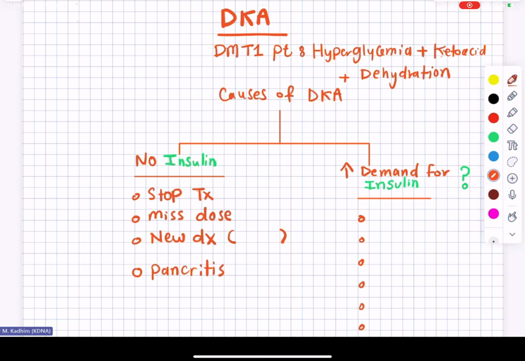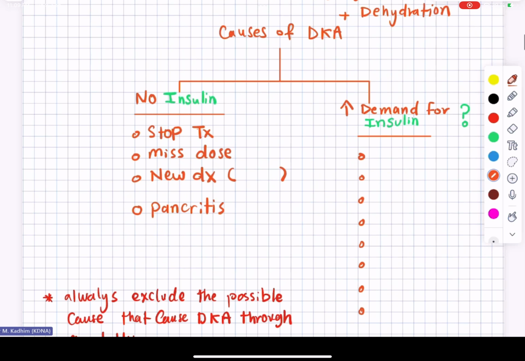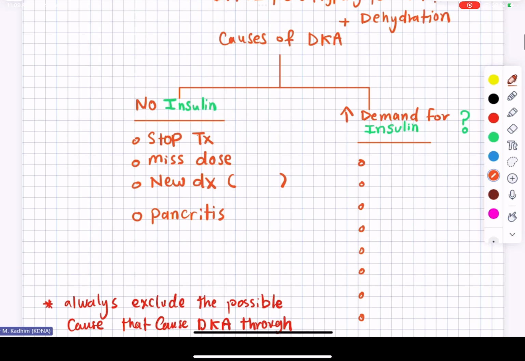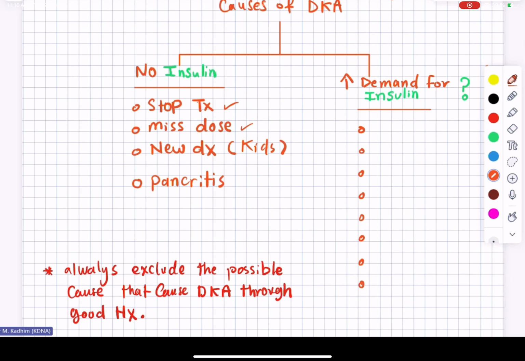For example, in our case, which is not a real DKA case, the cause was that he stopped the treatment. A misdose in the patient's regimen may also precipitate DKA. A newly diagnosed case, the first presentation of diabetes type 1, may be diabetic ketoacidosis, especially in kids. Also, pancreatitis can cause insulin deficiency and present as a case of DKA.